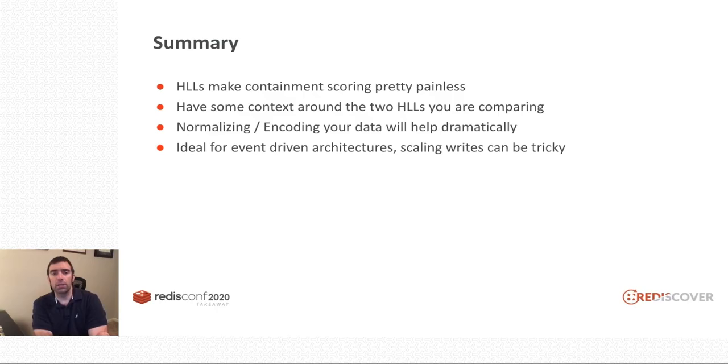Normalization and encoding is super helpful. If you're able to post-process the data so it's in a standard format before you put it into a HyperLogLog, that's going to give you dividends down the road for sure. And of course, this is ideal for event-driven architectures, since we don't have to do retroactive table scans to build these models, because we're dealing with streaming data. We're able to run a very typical queuing architecture to buffer up these writes into Redis and then have periodic reads out to build these containment signatures.